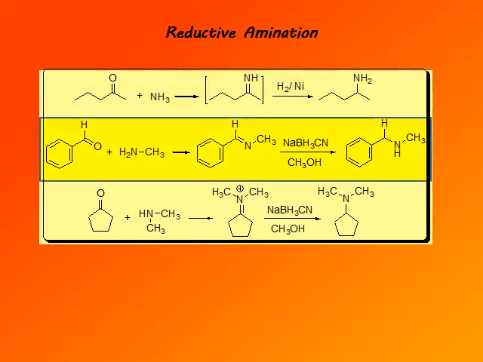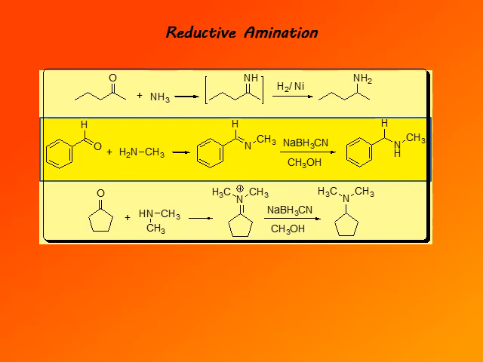If we carry out reductive amination of a carbonyl compound with a primary amine, the product is a secondary amine. So in this case, reductive amination of benzaldehyde with methylamine results in formation of an imine. And now we use sodium cyanoborohydride. We could have carried out catalytic hydrogenation as in the previous case. But now we used sodium cyanoborohydride to generate the secondary amine.